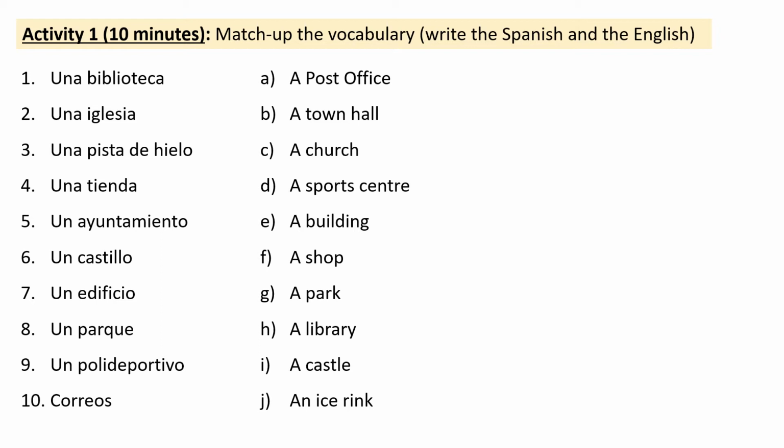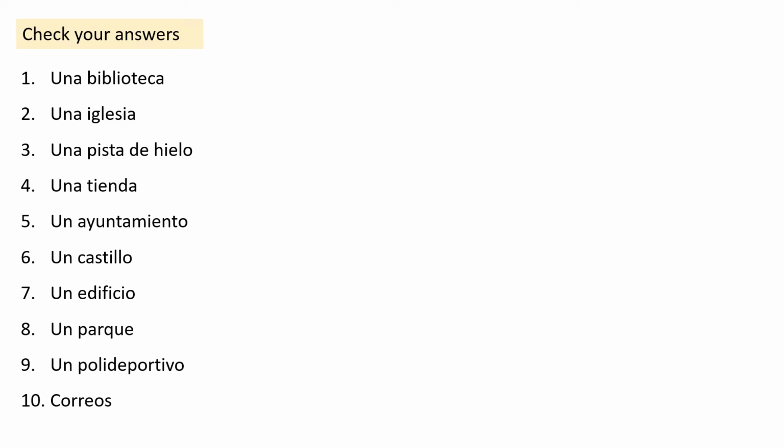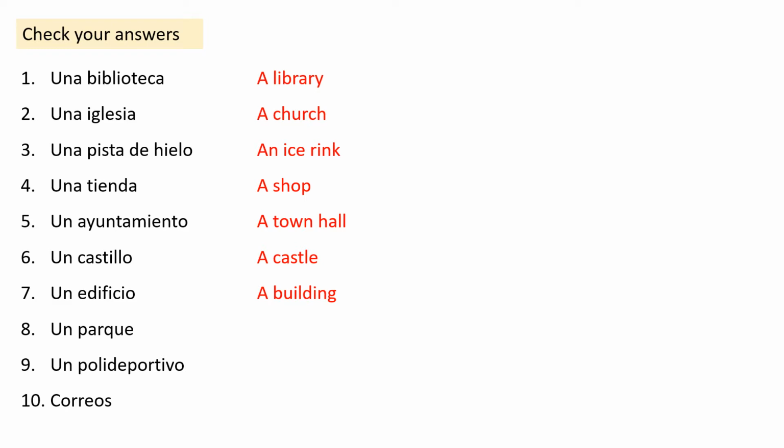Okay, chicos, let's go over the answers. Una biblioteca is a library. Una iglesia is a church. Una pista de hielo is an ice rink. Una tienda is a shop. Un ayuntamiento is a town hall. Un castillo is a castle. Un edificio is a building. That's a really important word to know.